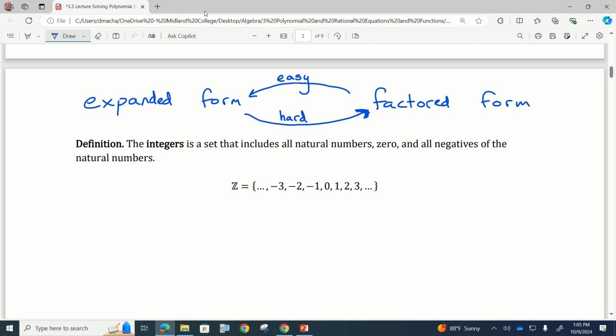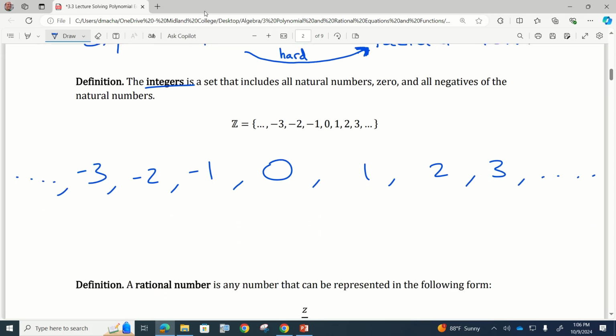And people normally consider this to be the more difficult way to do things, right? If you're trying to rewrite it in factored form. But just as a little reminder, the integers is a set of numbers that includes all of your counting numbers, 1, 2, 3, 4, 5, 6, 7, 8. And it includes 0, and it includes all of the negatives of all of the counting numbers. -1, -2, -3, and so on.